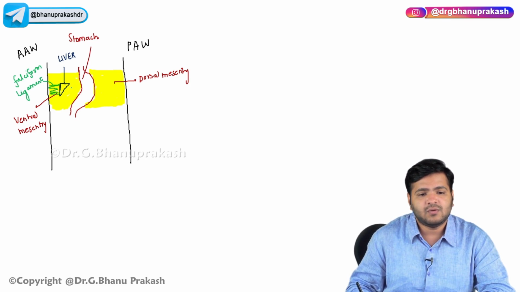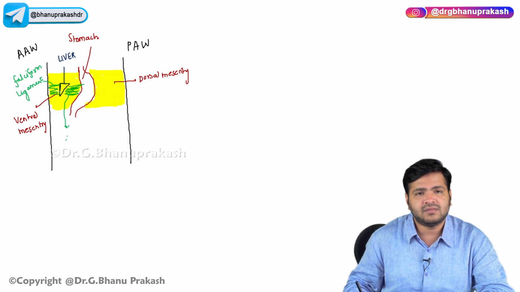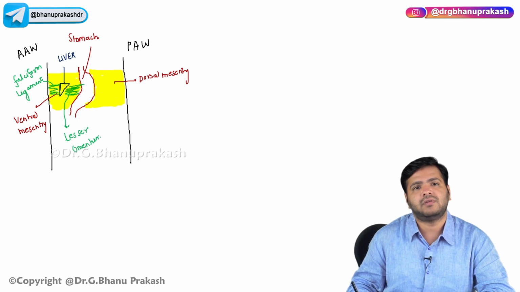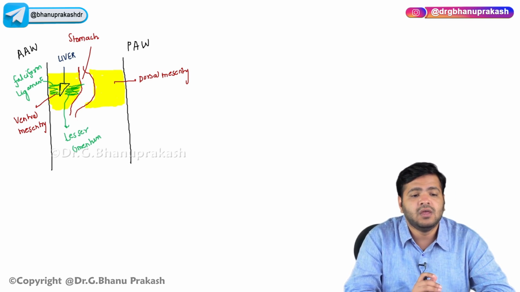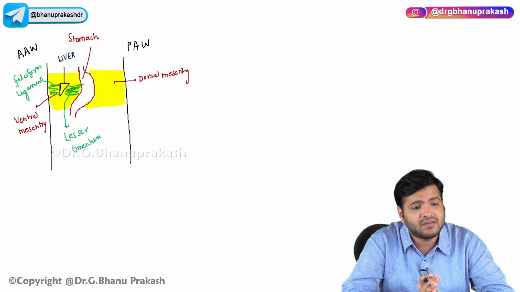And the mesentery which is connecting the liver to the lesser curvature of the stomach is called the lesser omentum. If I ask you, lesser omentum and falciform ligament, they both are developing in which mesentery? Ventral mesentery only, as the liver.